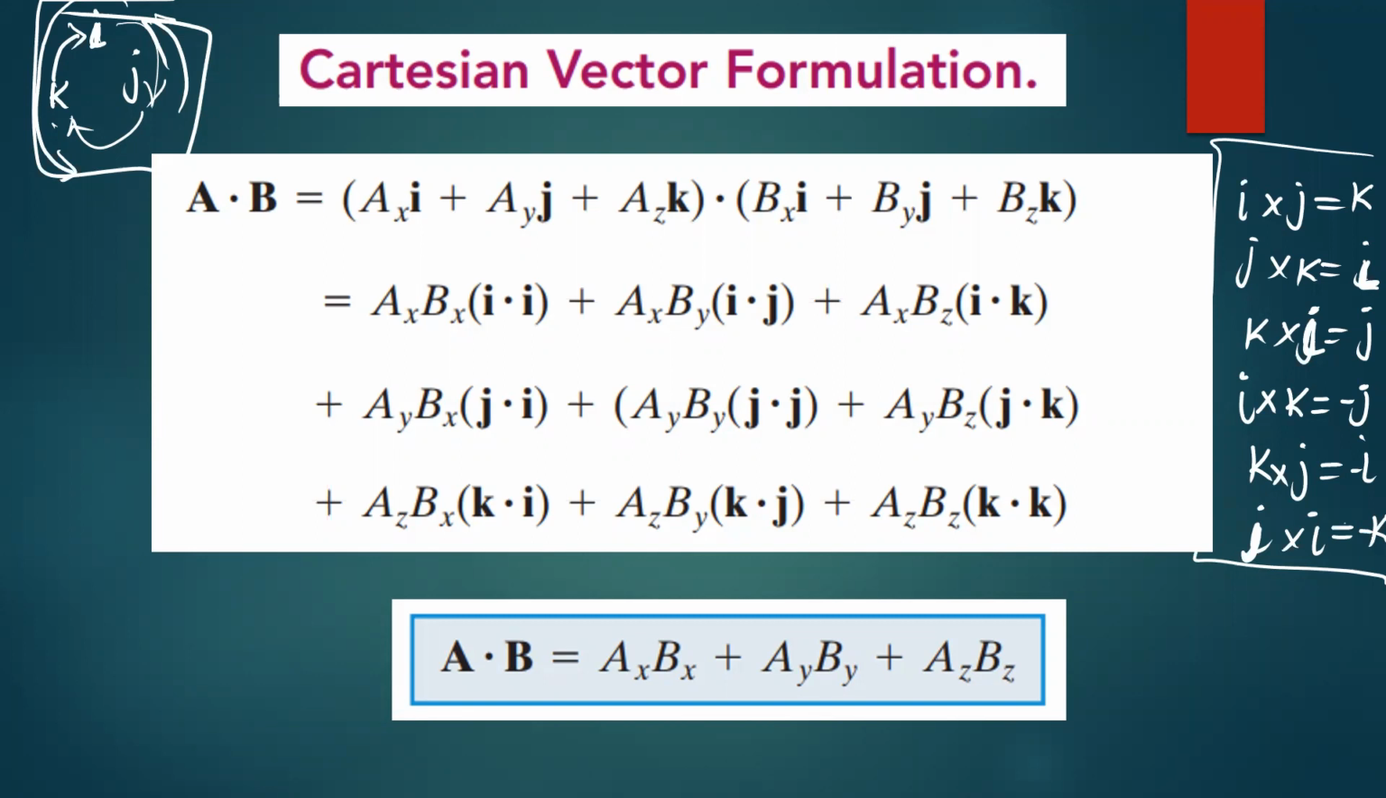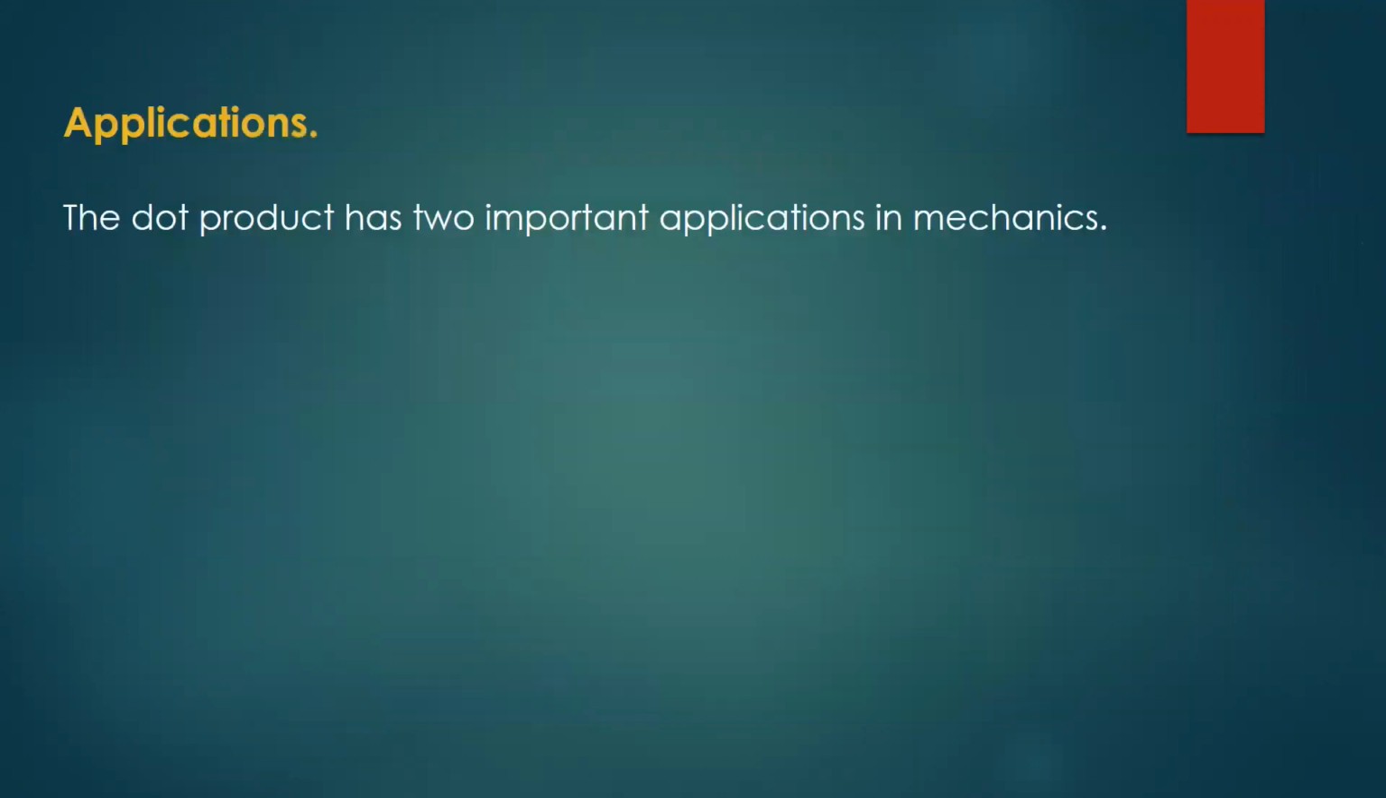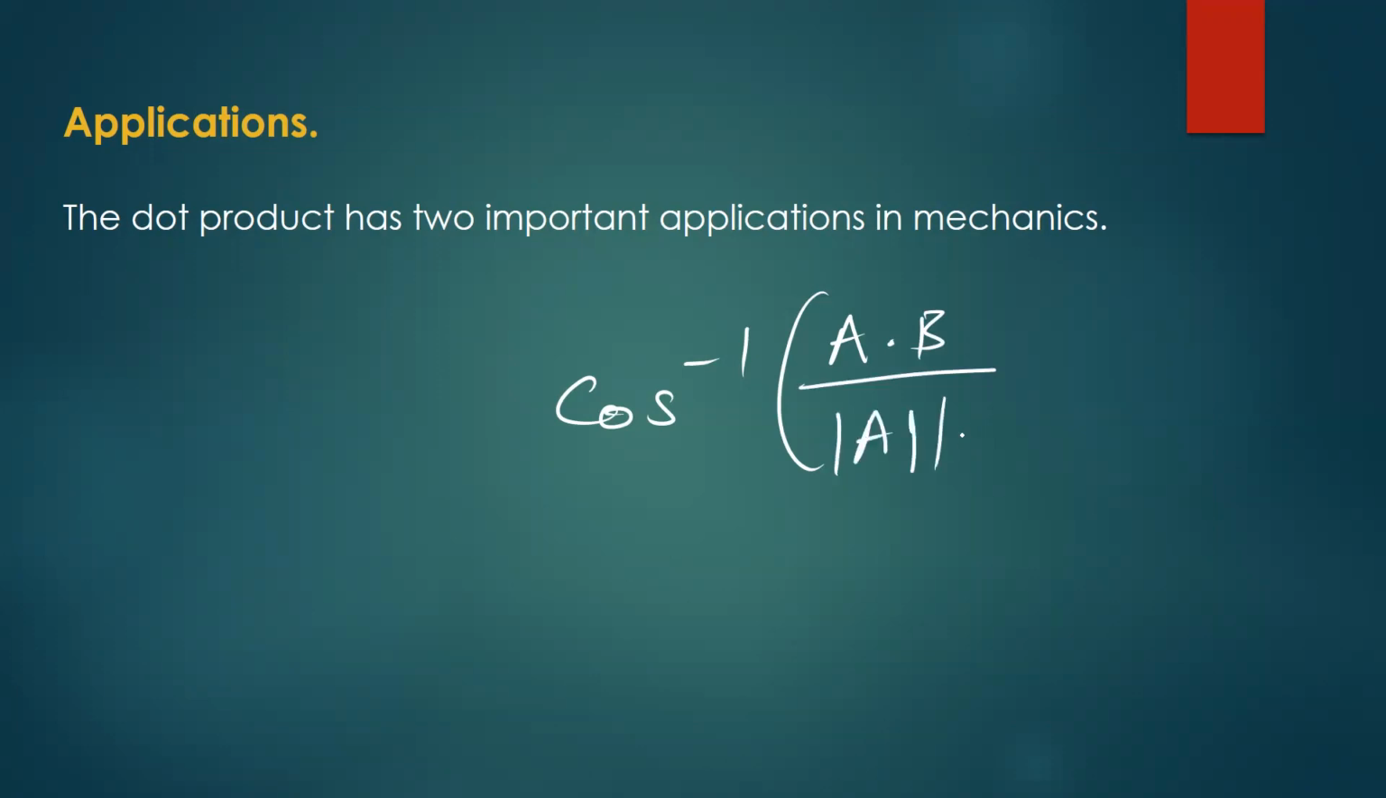So I don't know if you have any questions or we proceed now. That's all. Okay. So the dot product has two important applications. The first application is the one that we talked about, which is calculating the angle between two given vectors. So it helps to calculate the angle between two given vectors.